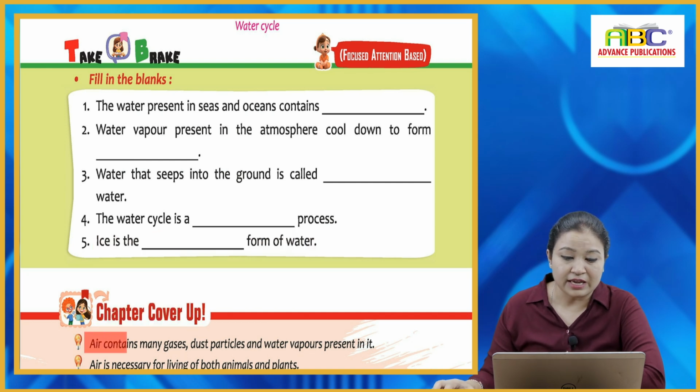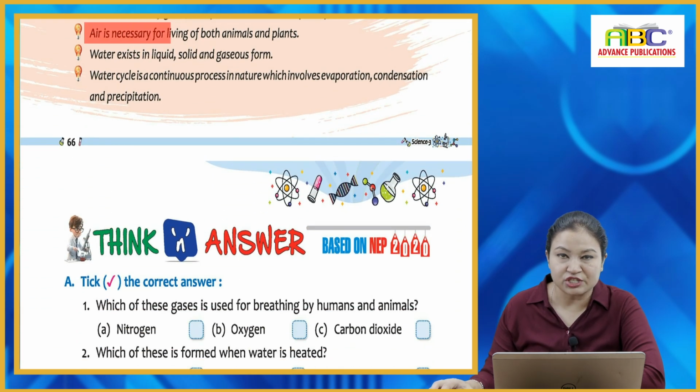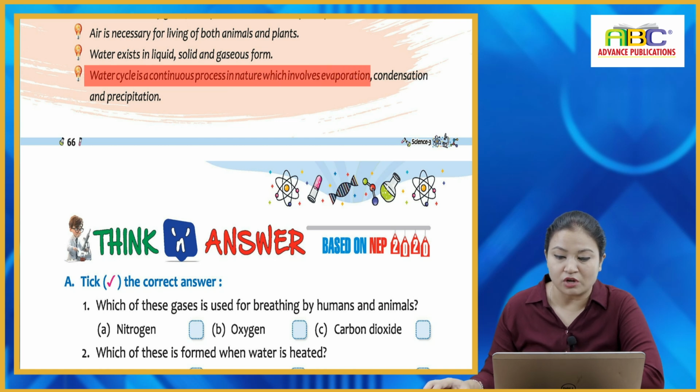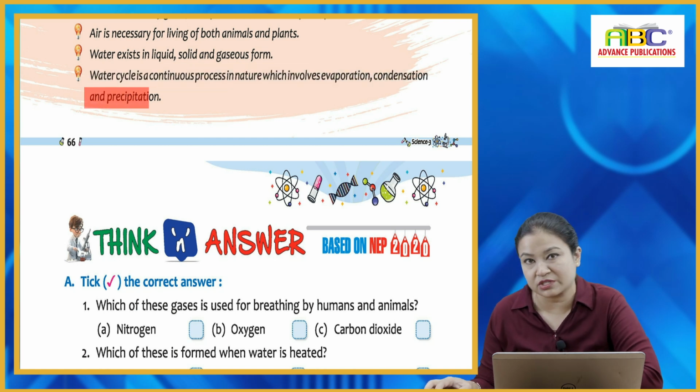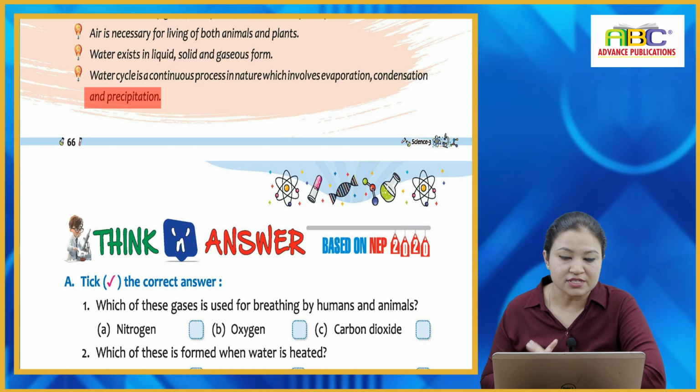Chapter cover up. Air contains many gases, dust particles and water vapors present in it. Air is necessary for living of both animals and plants. Water exists in liquid, solid and gaseous form. Water cycle is a continuous process in nature which involves evaporation, condensation and precipitation. So in this chapter we have learned how air and water are important for us and the water cycle.